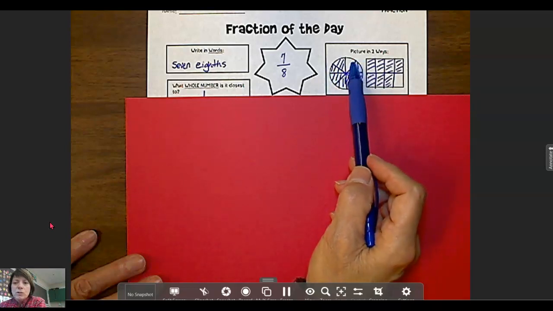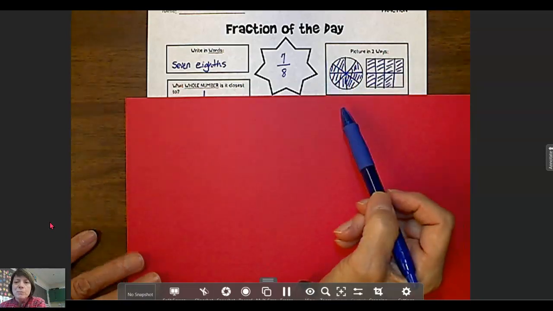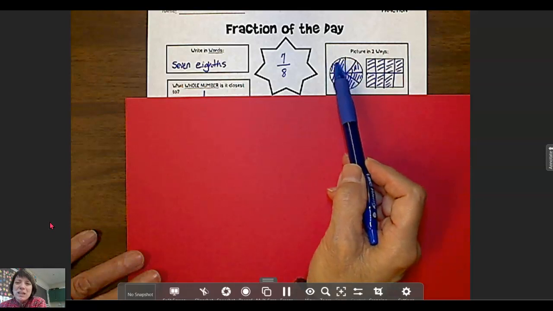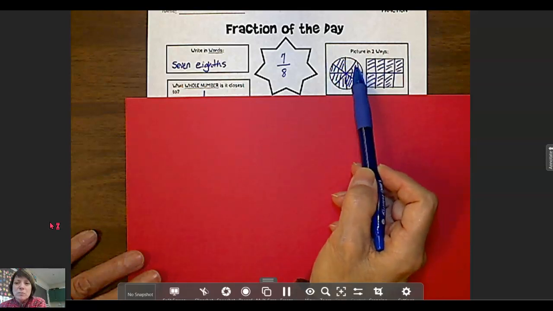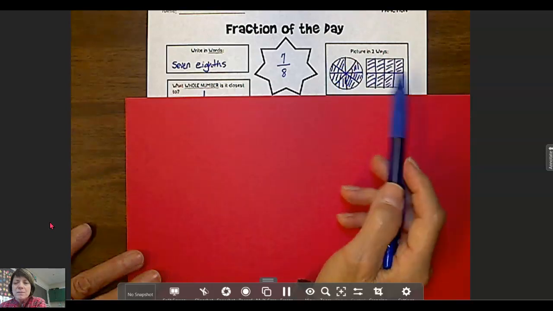And then we're going to do 2 diagonal cuts as well, so kind of like we're cutting a pizza. And we will shade 7 of those pie shapes out of the 8 that we've created by drawing those lines.